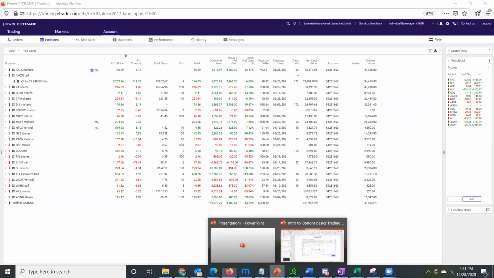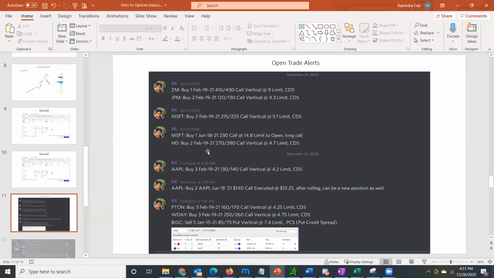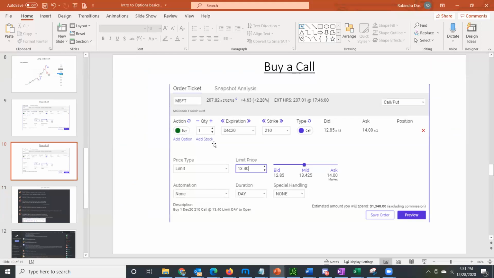But if it is, let's say, only 15 minutes left in the trading day, would you still use the duration as day? Yeah, if you are opening a trade, always day. Okay, I see.